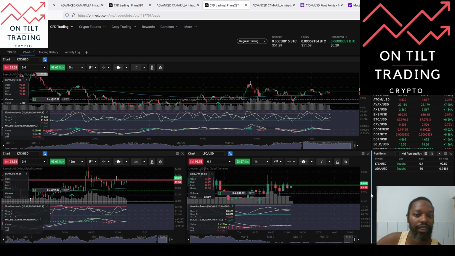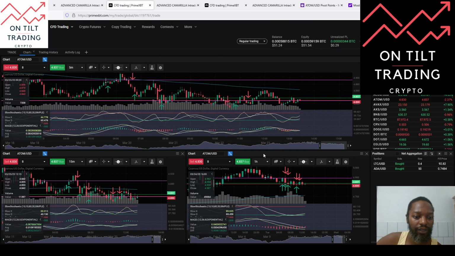But this was my trade. This was my trade on Cosmos this morning. Made a bit of a mess on it, but learned some lessons. Lost a little money, but that's how it goes in trading sometimes.